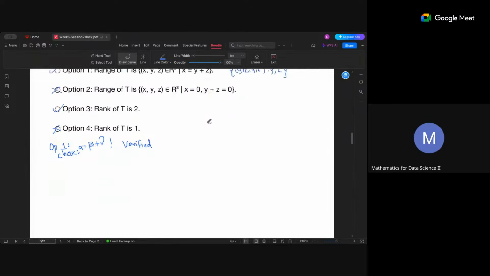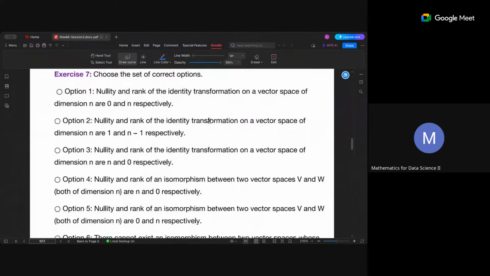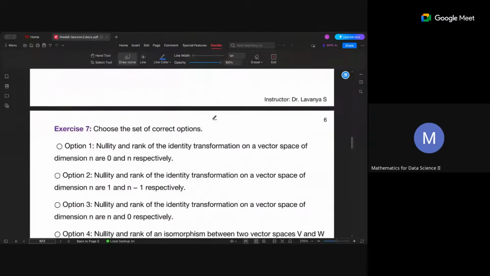Okay. So the next question is a general understanding of the rank nullity theorem. First of all, here they are talking about the identity transformation. So you have a transformation from V to V where I(v) is equal to v. You know that identity transformations are obviously isomorphisms, right? So if they are isomorphisms, what do you know about the rank and nullity?